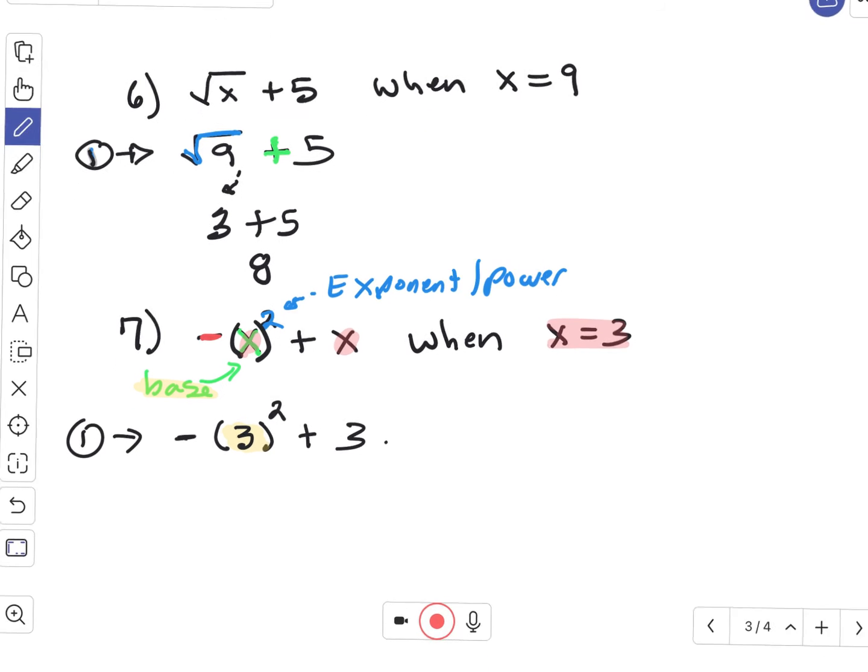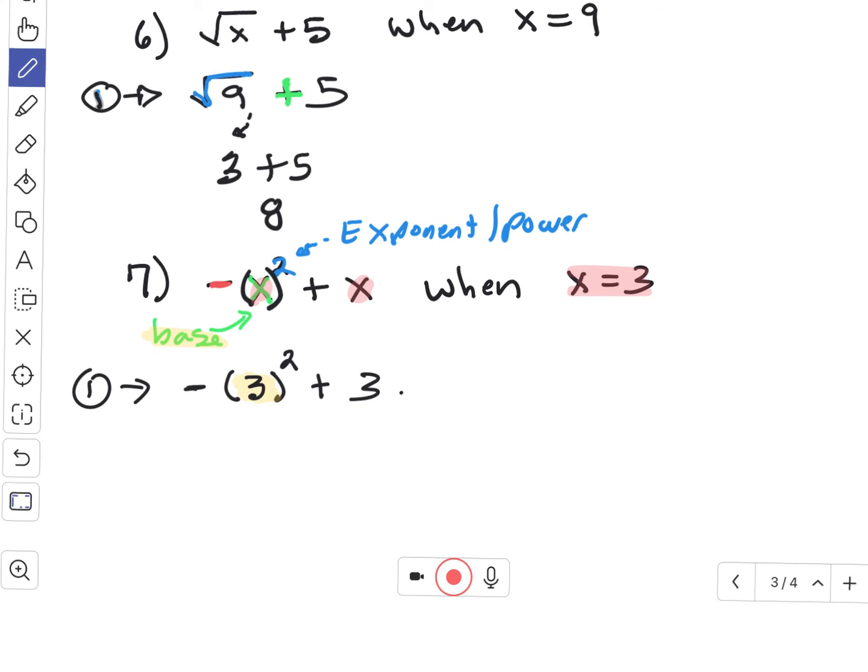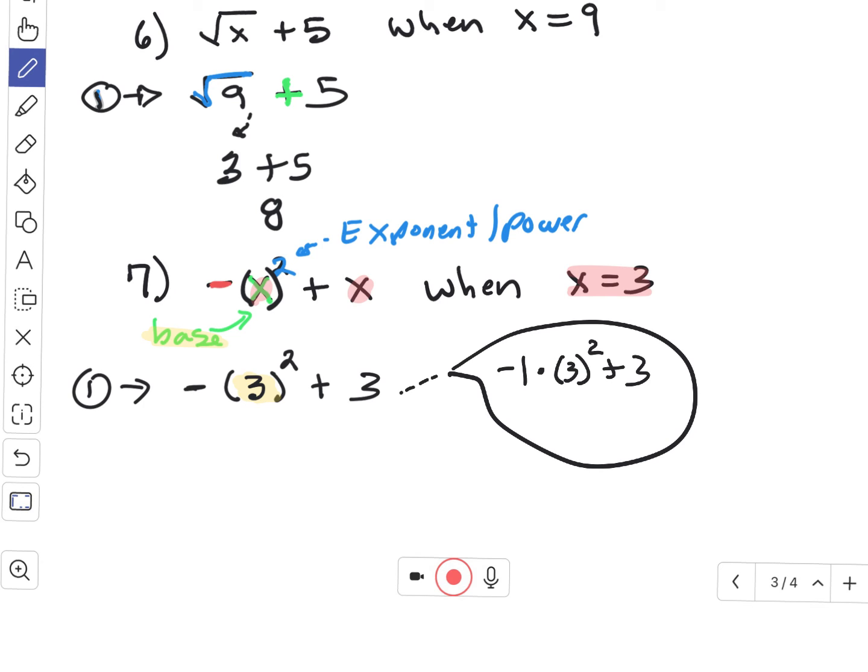And then order of operations. So this is basically saying -1 times 3 squared plus 3. That's what that is saying. So this is really -1 times.